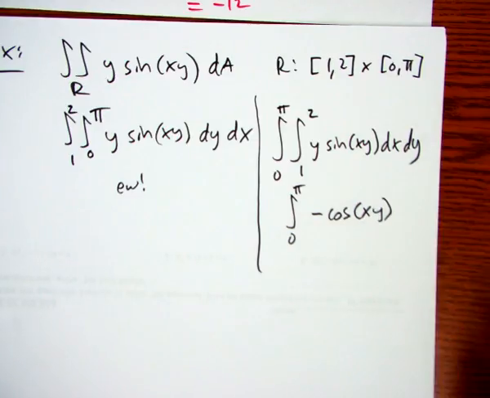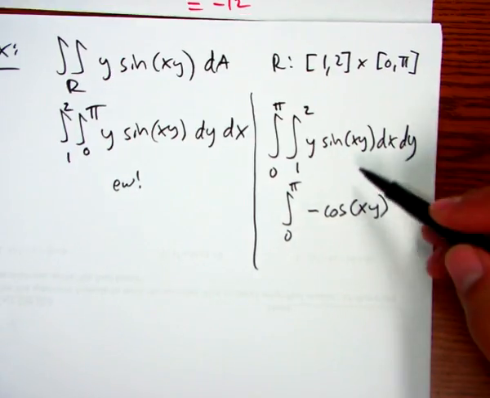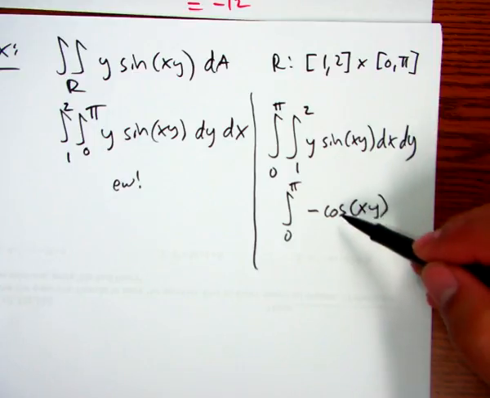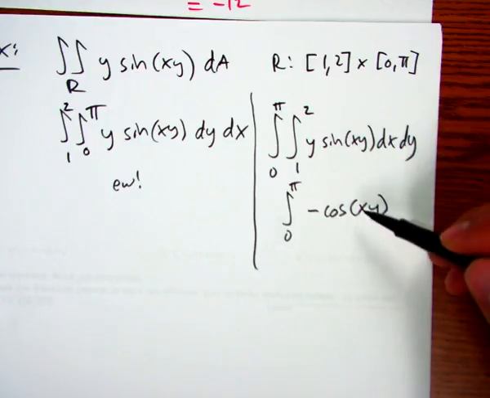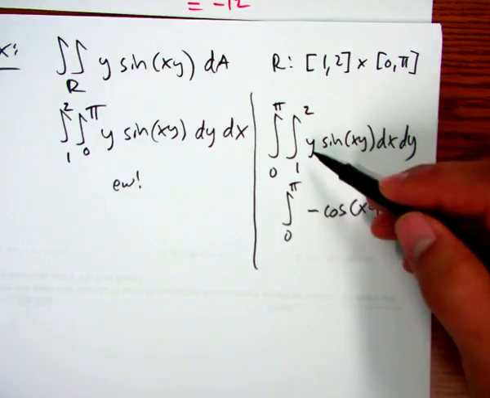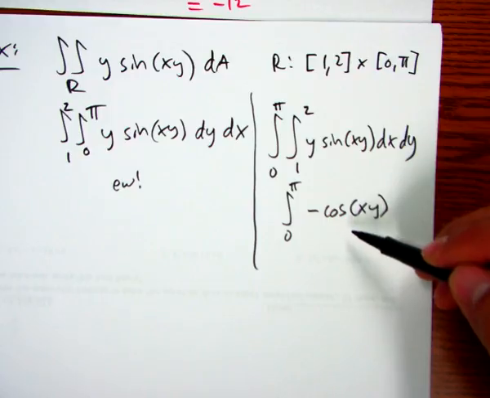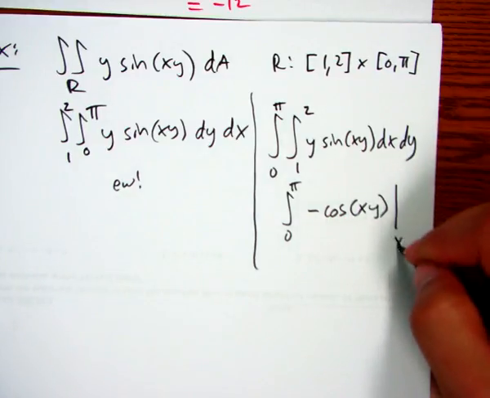And again, just make sure you're on the right track here. If you take the derivative of negative cosine, you get sine xy. And then if you do the chain rule on the inside, the derivative of xy with respect to x is y. So this is the integral right here of that first step. Okay? And now this is from x equals 1 to x equals 2 dy.